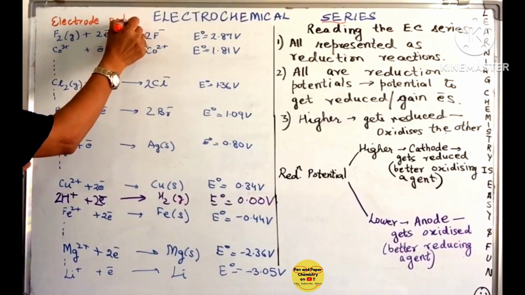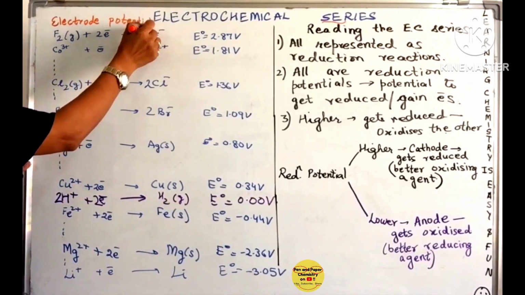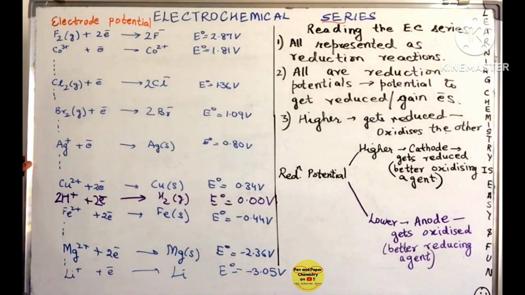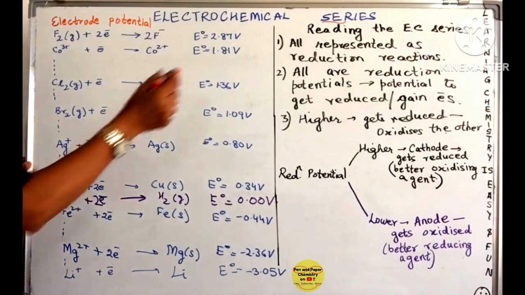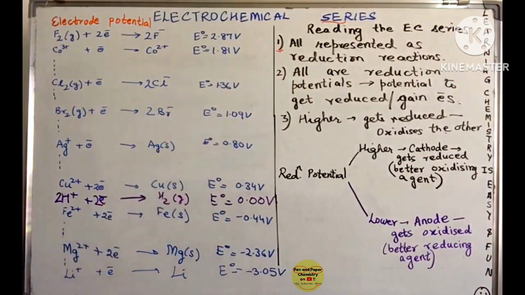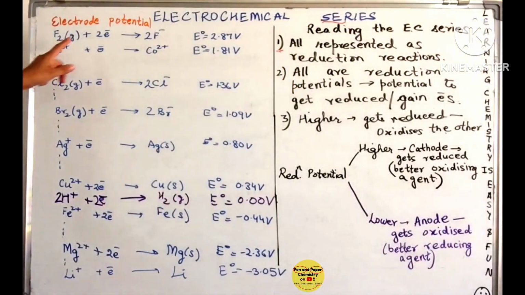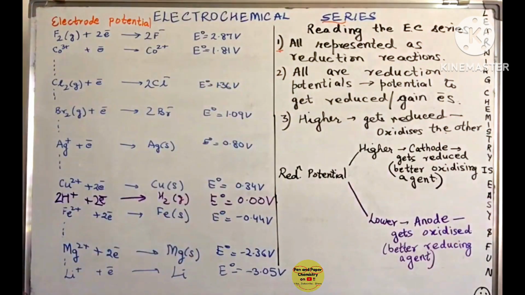How do we arrange the elements on the basis of their electrode potential? For that we will follow certain rules. First, we will represent all reactions as reduction reactions. If you remember from the previous video, we had mentioned that the IUPAC laid down the rules, and the first and most important rule that they laid down was that we are going to represent the reactions as reduction reactions if we want to talk about electrode potential.